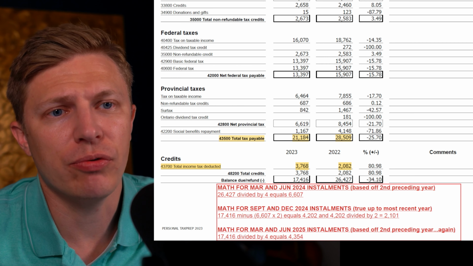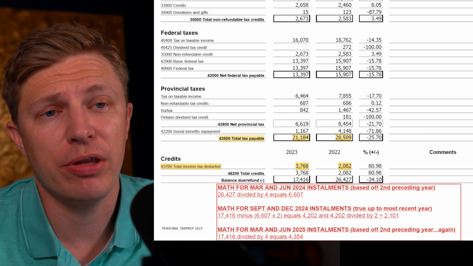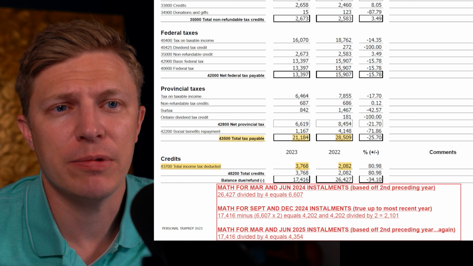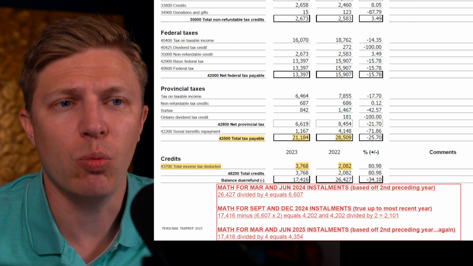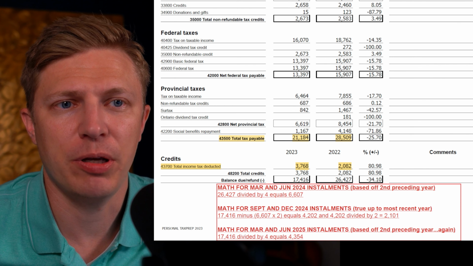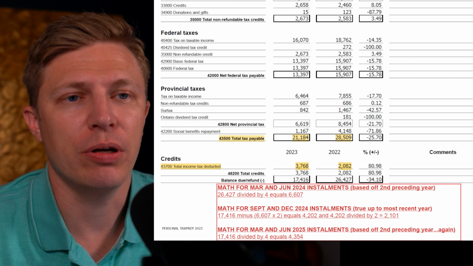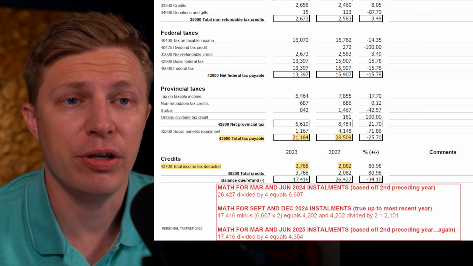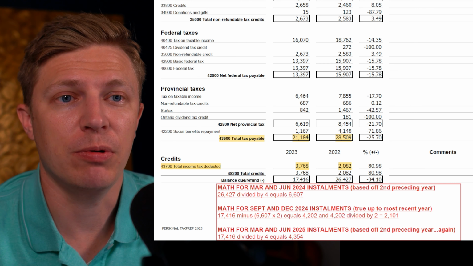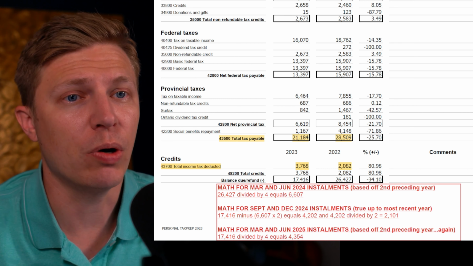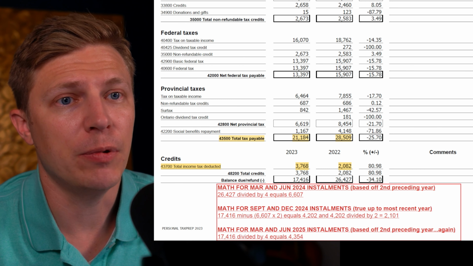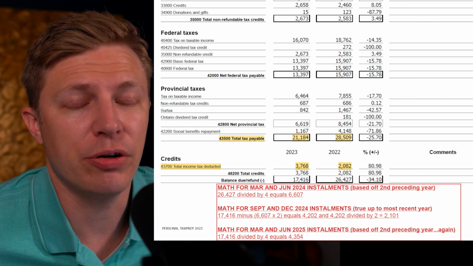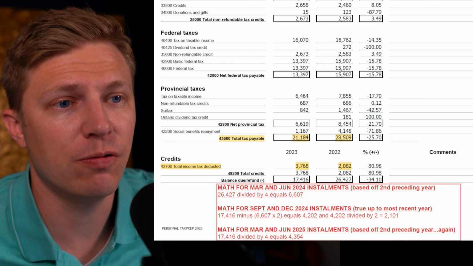So the trigger rate for tax installments is $3,000, but you don't hit the tax installment radar if you only have 1 year with a $3,000 payable or higher. You need to show a history of 2 or more years out of the last 3 where you've had net tax payable of $3,000 or more. So 1 on its own, not enough. 2 out of 3, that's the point where all of a sudden you're going to have to start remitting tax installments on a go forward basis.